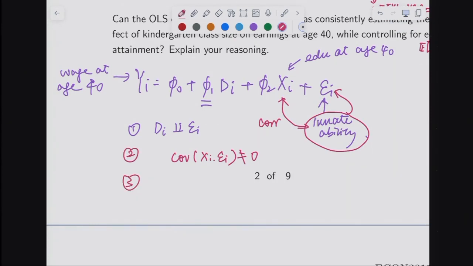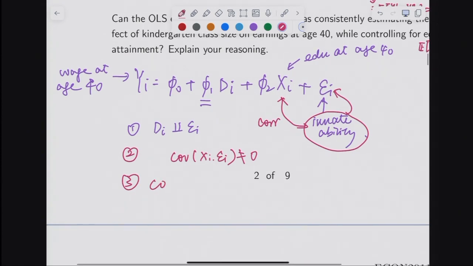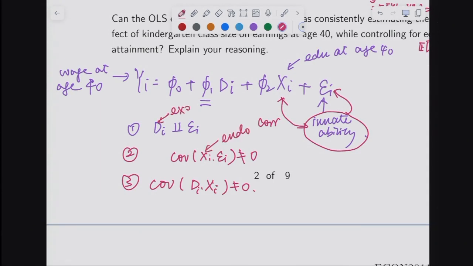And at the same time, this interim outcome is affected by D, the treatment. Your kindergarten education is likely affecting your education attainment at age 40. So the covariance between D and X is also different from 0. So while D itself is exogenous, the endogenous X being correlated with this exogenous variable D renders OLS inconsistent for all the causal model coefficients. So no consistent estimate of the causal effect in this case. Therefore, we can't consider the lambda hat 1 as consistently estimating the causal effect of kindergarten class size on earnings at age 40.